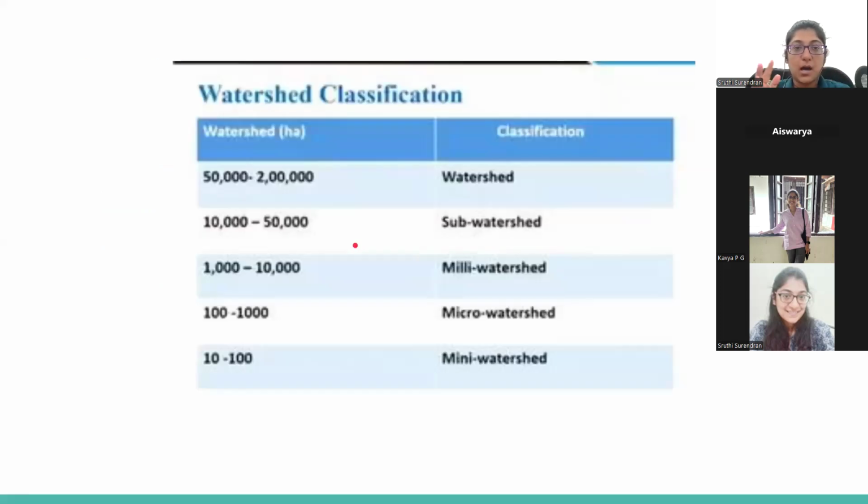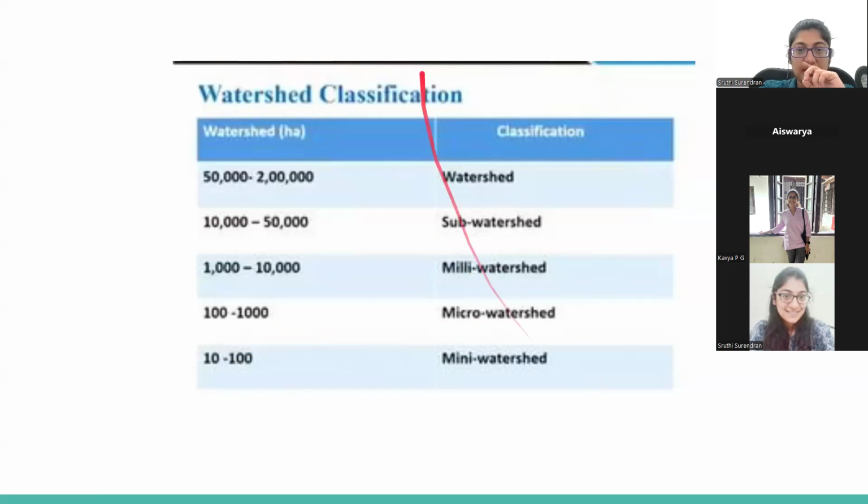Okay, so let's see how watershed is classified based on area in hectares. As you can see here, you call a basin or a catchment a watershed when it has an area extending from 50,000 to 2 lakh hectares. When it extends from 10,000 to 50,000 hectares, it is called a sub-watershed. Watersheds of 1,000 to 10,000 hectares are called milli watersheds. Lesser than that, 100 to 1,000 is called micro watershed, and 10 to 100 is called mini watershed.